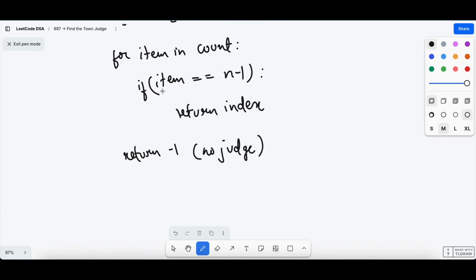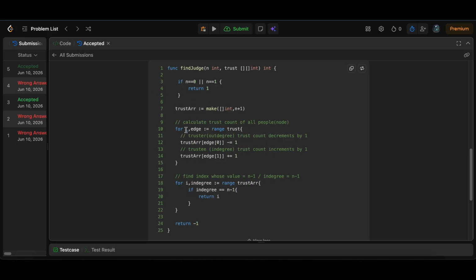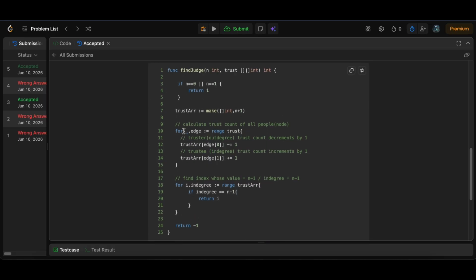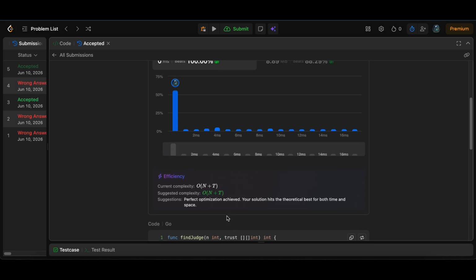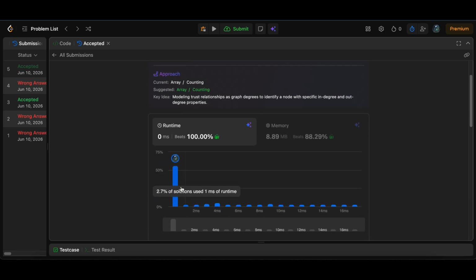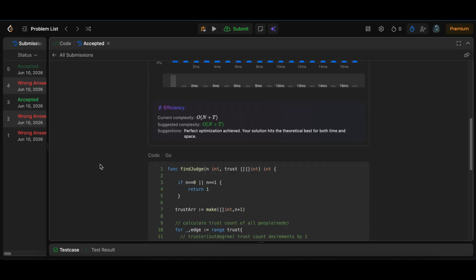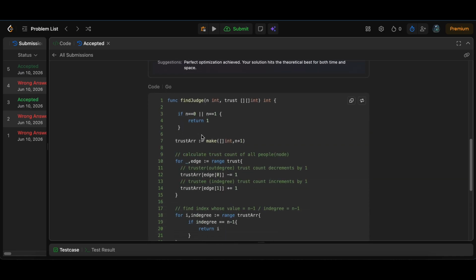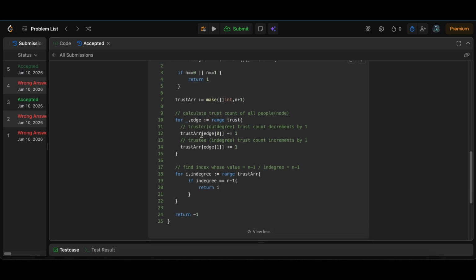So this is the pseudocode, and I can show you the answer here. First try it yourself. We can see the runtime is good, 0 ms. This is written in Go. You can do it in any language.